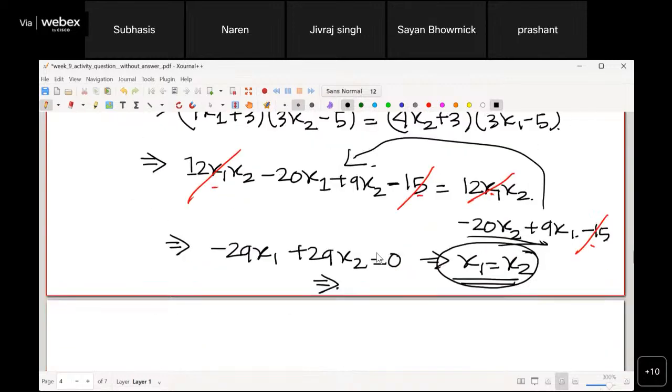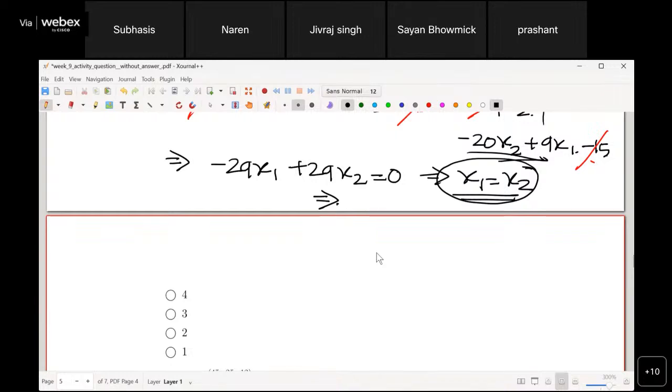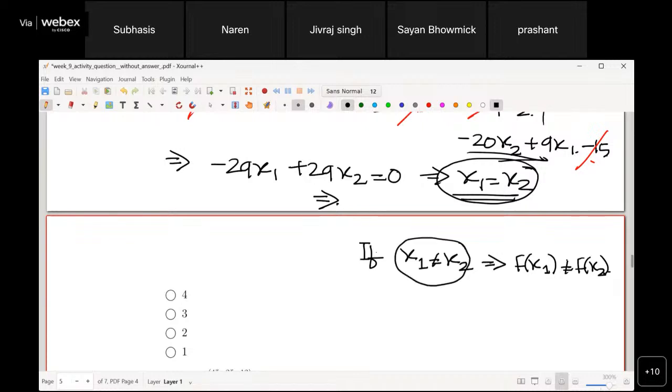So one of the definitions is: if x1 is not equal to x2, that means if my inputs are different, then my outputs must also be different. Yes, sir. That is the definition of one-to-one. A function is one-to-one if my inputs are different, then my outputs should also be different.